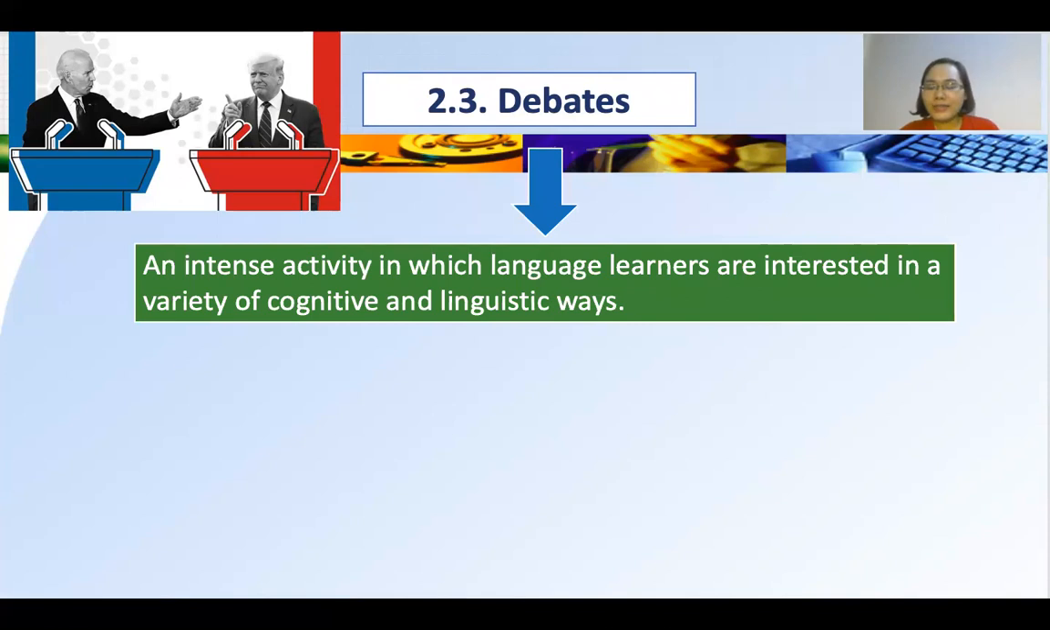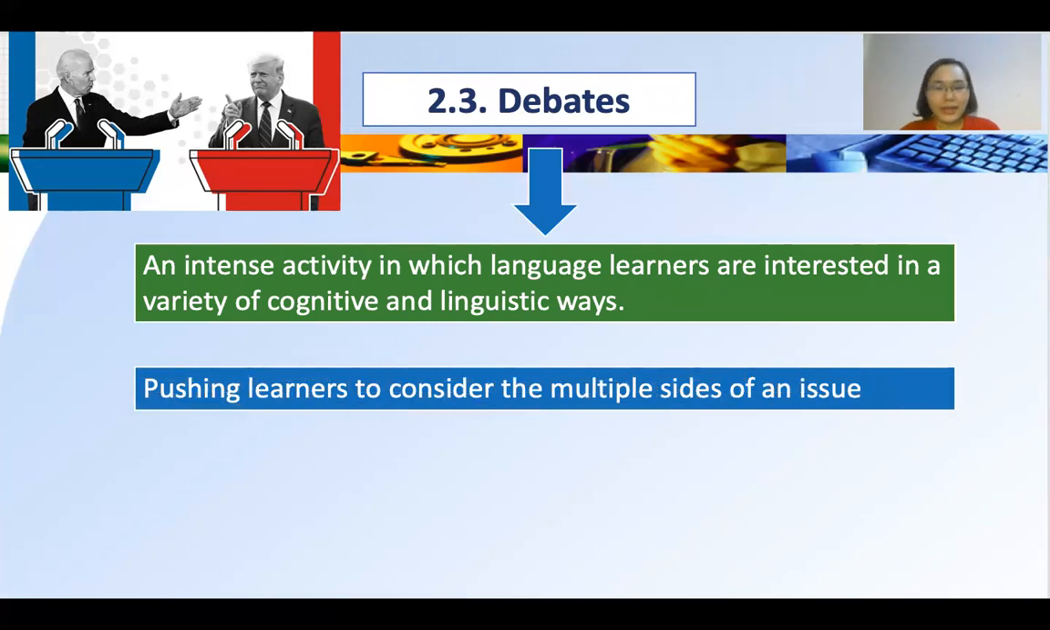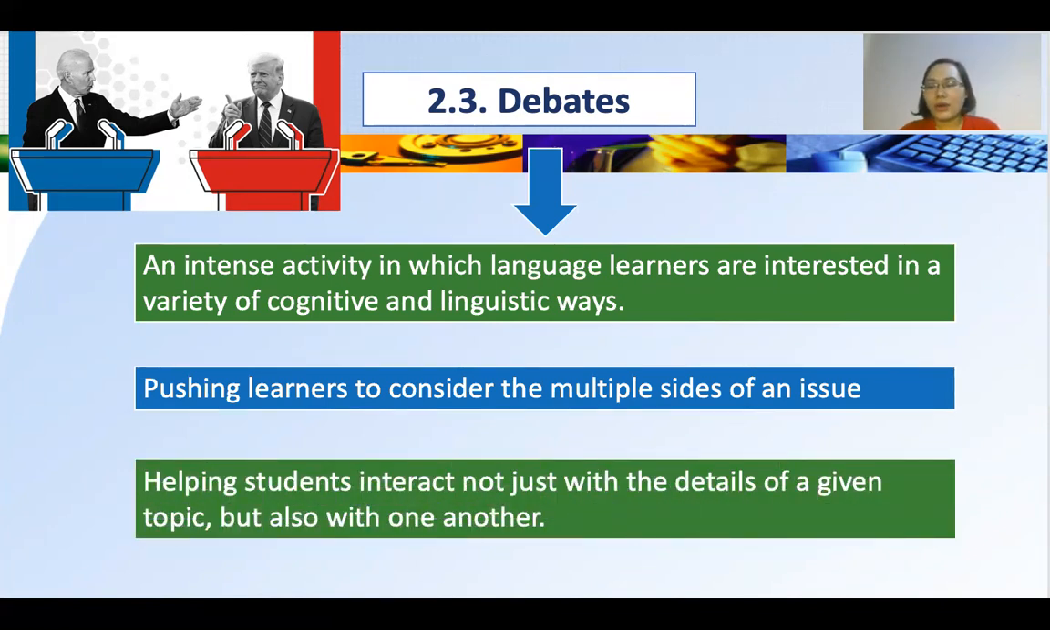It can be highlighted that debate is an intense activity in which language learners are interested in a variety of cognitive and linguistic ways. Debate pushes learners to consider the multiple sides of an issue, and it also enables them to interact, not just with the details of a given topic, but also with one another. And this also can stimulate the student to think critically.